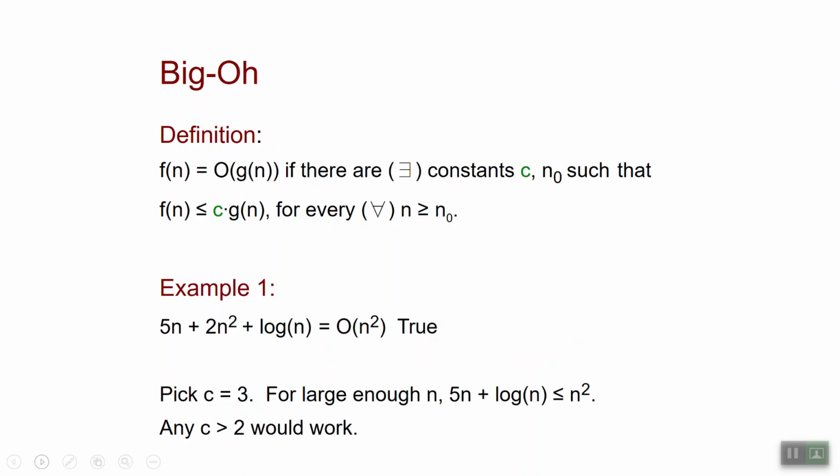And indeed, for large enough n, you have that 5n plus log n is less than n squared. So overall, you have an n squared from here and 2n squared from there. So the sum will be at most 3 times n squared. And in fact, you can pick any c larger than 2 and adjust the constant n sub 0 accordingly.